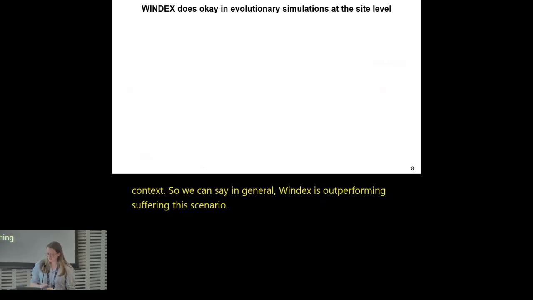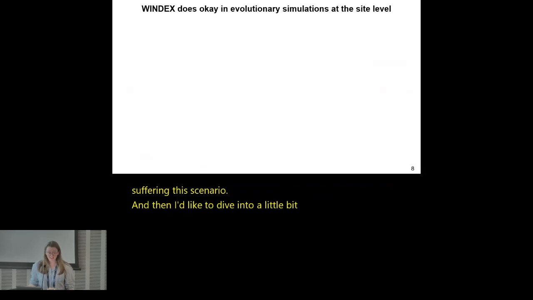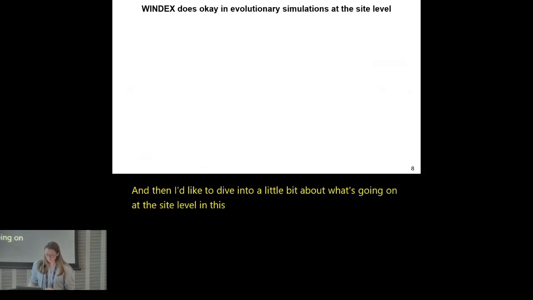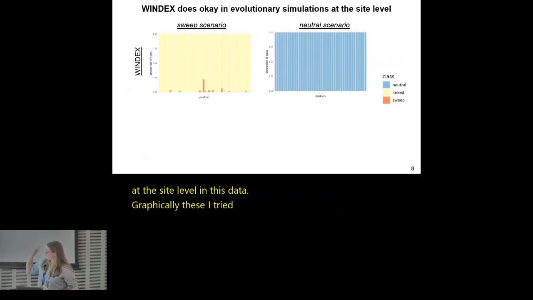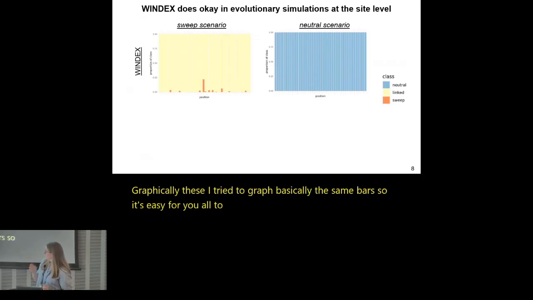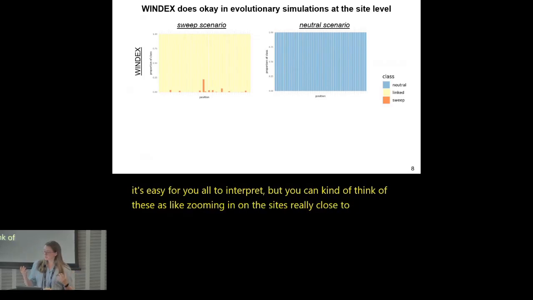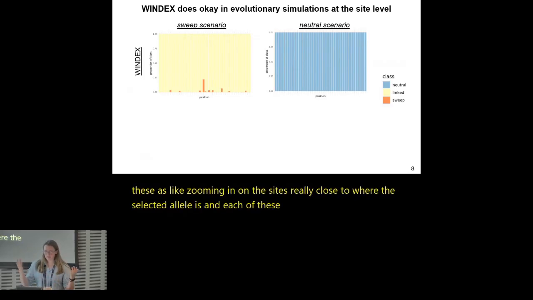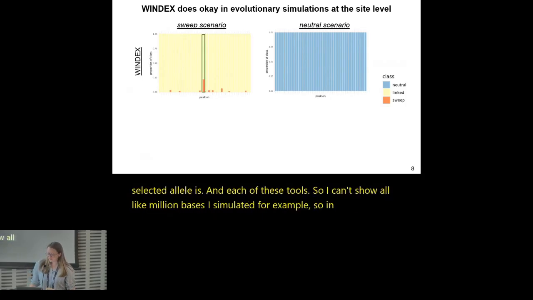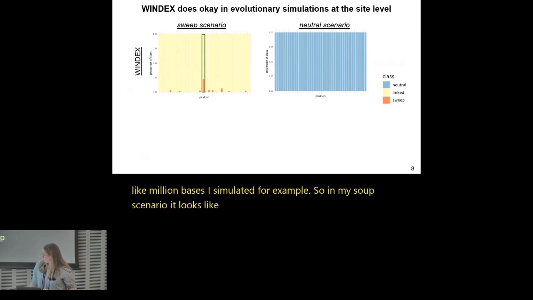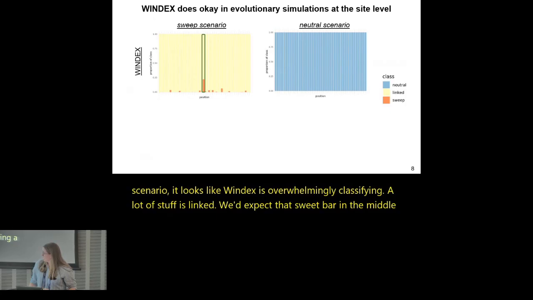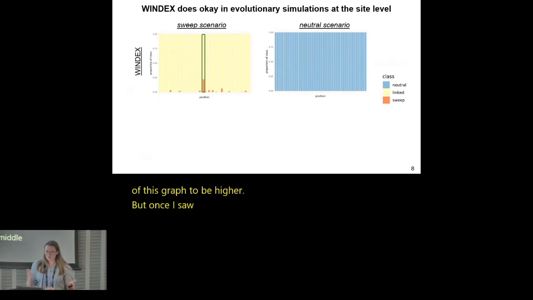And then I'd like to dive in a little bit about what's going on at the site level in this data. Graphically, I tried to graph basically the same bars, so it's easy for you all to interpret. But you can think of these as zooming in on the sites really close to where the selected allele is in each of these tools. So I can't show all million bases I simulated, for example. In my sweep scenario, it looks like WINDEX is overwhelmingly classifying a lot of stuff as linked. We'd expect that sweep bar in the middle of this graph to be higher. But once I show the Swiffer data, maybe there's an advantage, just WINDEX being a little bit conservative here.